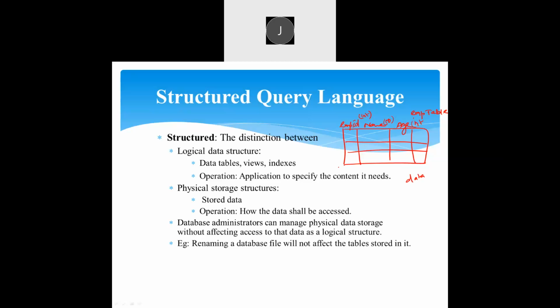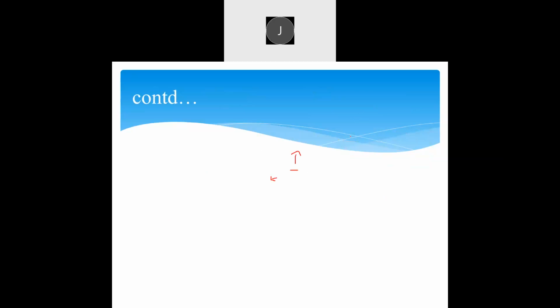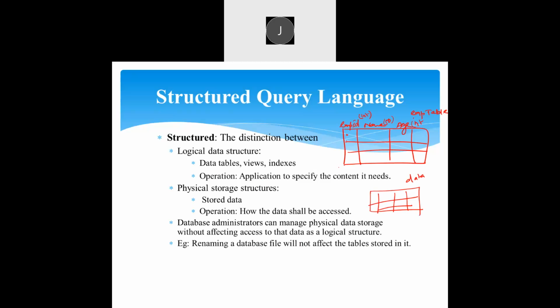This is how your table looks, or how the database has its tables; it can have multiple tables, like department and others. The physical storage is where the actual data is present, like 100, Peter, 40. The actual data that is present is the physical storage structure. That's how you can say the language is a structured query language.